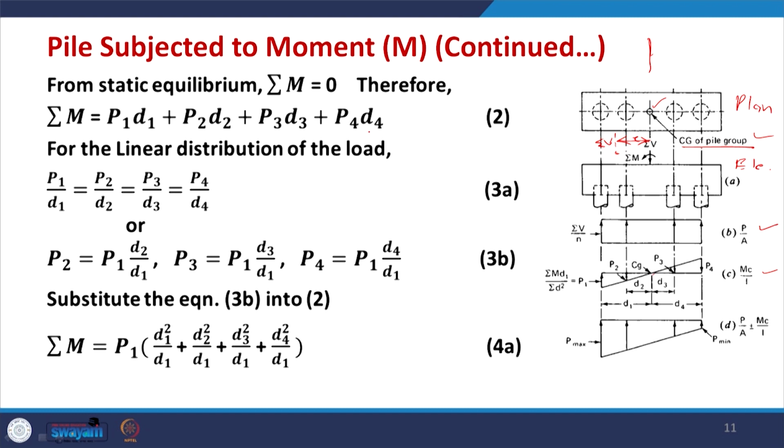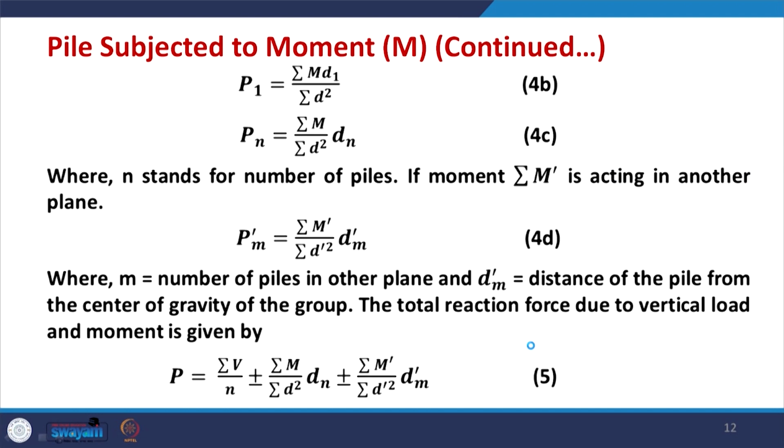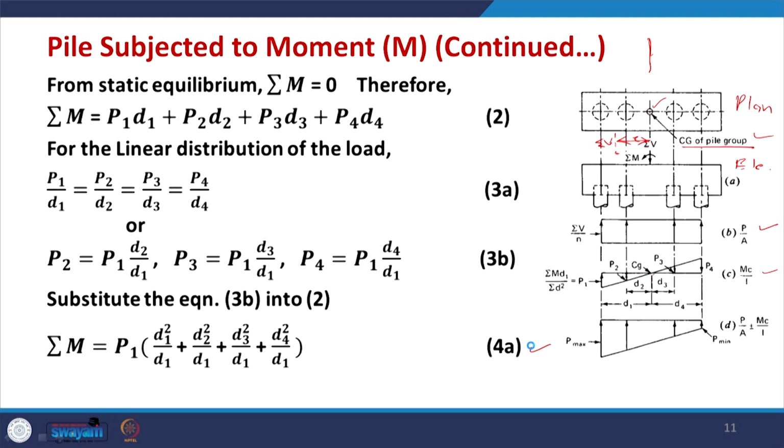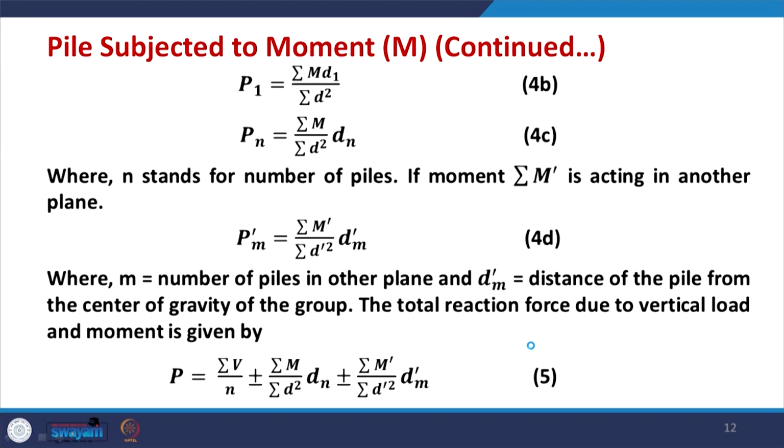From equation 3a, P2, P3, P4 can be written in terms of P1, and then finally we put all these numbers in equation 2 and we get equation 4a, which is summation of M in terms of P1. Solving this 4a we can get the value of P1 in terms of M. So you get summation of M d1 over summation of M d square. Here d square is the distance square.